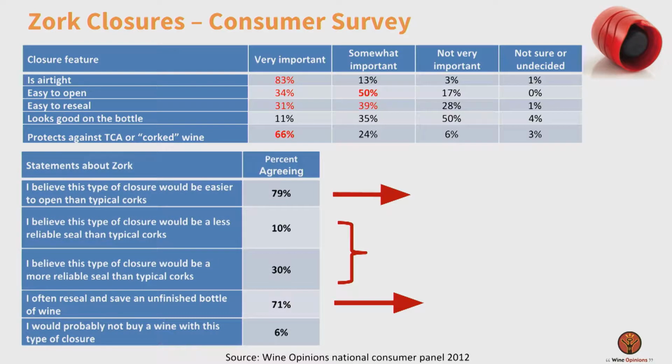Then we exposed these consumers to actual examples of Zork and asked them whether they agreed with a series of statements. You had very high agreement with, I believe this type of closure would be easier to open than typical corks. And then 71%, a little bit farther down, say, I often reseal and save an unfinished bottle of wine. And then you have 3 to 1 in the middle there: of the people who did have an opinion on how good a quality seal it was, 3 to 1 in favor of being more reliable. So if you have a Zork enclosured wine, you now have 3 good selling points when you walk into your wholesaler or retailer.